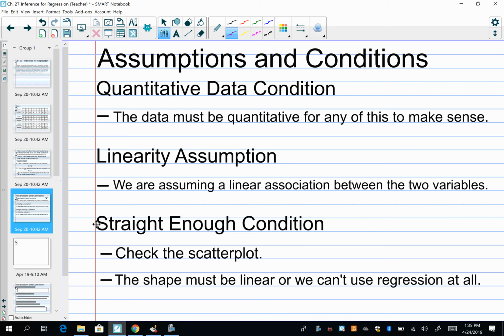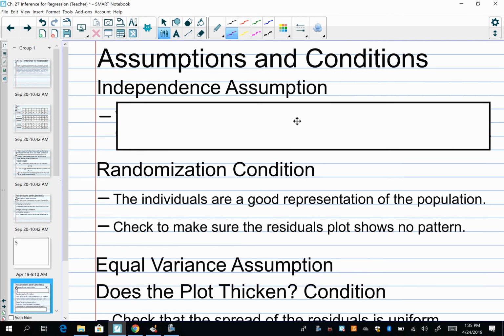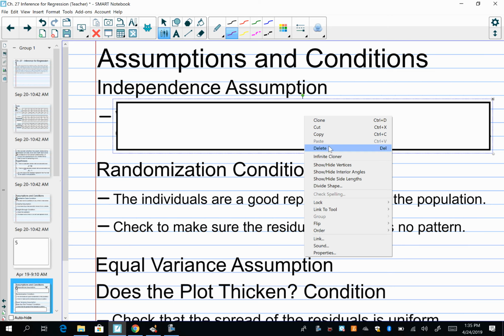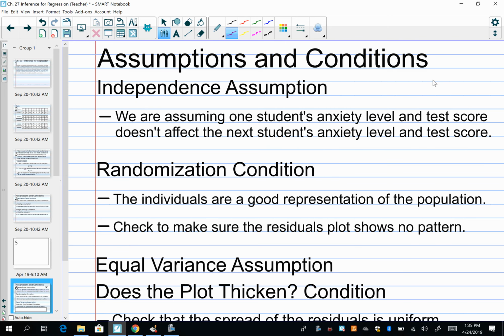Okay. Now, after we check to make sure it's straight enough, then we're going to do a couple more assumptions. We're going to assume independence, just like we've done in the past. I know I skipped a slide. Don't worry, I'm coming back to that slide. So we need to make sure that we think one student's score and anxiety level does not affect somebody else's.